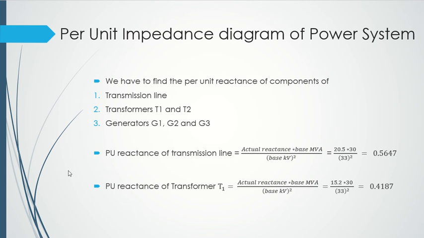So let's find the per unit reactance of the transmission line first. If you remember, what was the formula for per unit reactance? The formula was actual reactance multiplied by base MVA, divided by the square of the base kV. Now tell me, what is the actual reactance of my transmission line?